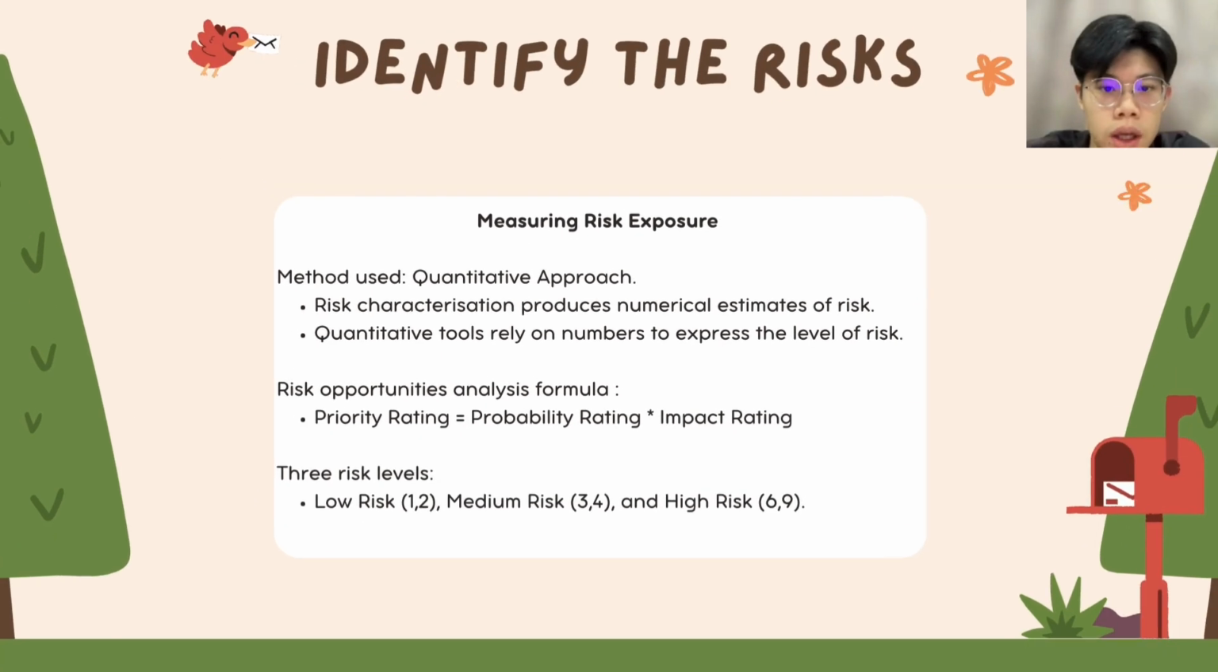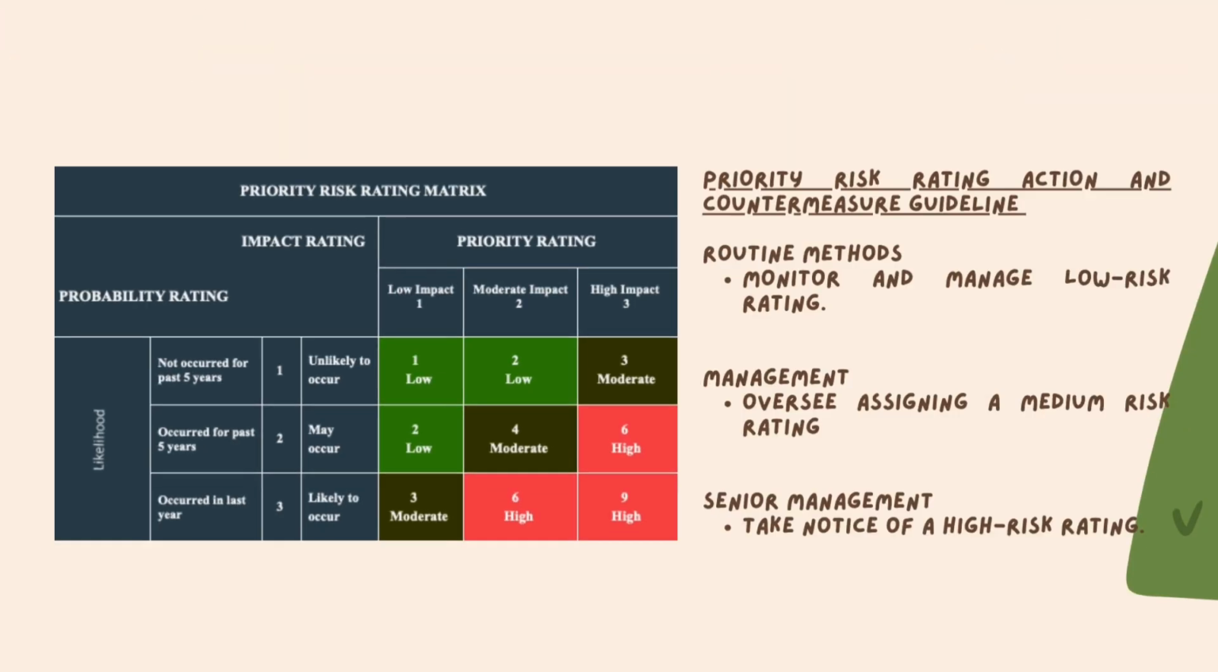Hi, my name is Caleb Yeo, and I will present about identifying the risk. In measuring risk exposure, the method that we use is the quantitative approach. In quantitative assessment, the risk characterization produces numerical estimates of risk, and the quantitative tools rely on numbers to express the risk levels. For the risk opportunities analysis formula, the priority rating is equal to the probability rating times the impact rating, and there are also three risk levels: low risk, medium risk, and high risk.